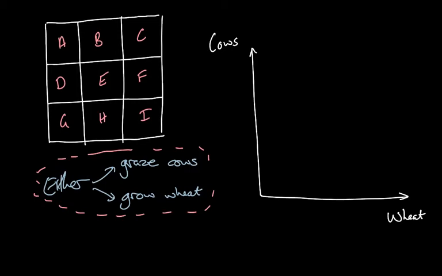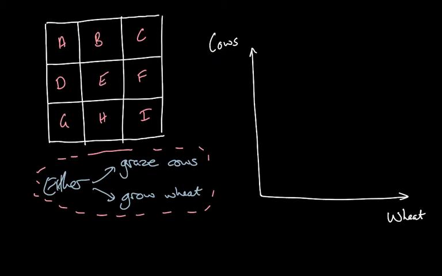So let's think about what happens then if the farmer starts to make his decisions. Let's say that he can decide that he is going to allocate all 9 of his fields, all of the fields A through I, to growing wheat. Now if he does that, his output of wheat is going to be quite high. We're going to be out towards this end of the wheat axis. But obviously if he's dedicating all of his 9 fields to growing wheat, then he's not going to be producing any cows. So our cow output is going to be very low.